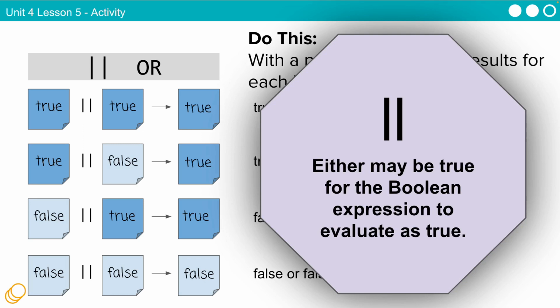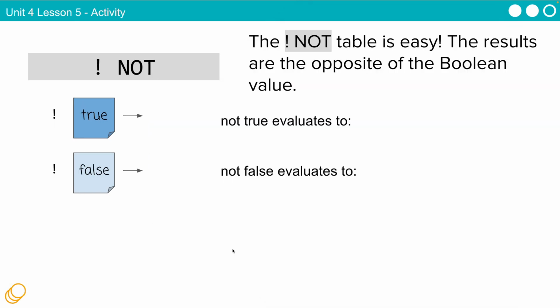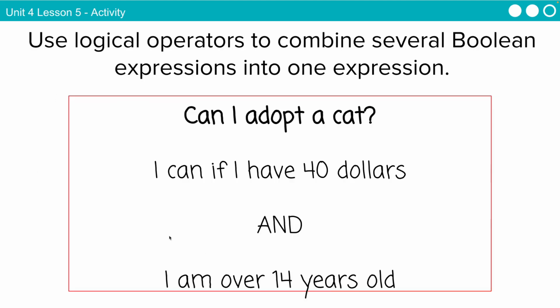And an interesting thing to note is that the computer will look at the first value, and if it's true, it doesn't even bother evaluating the second thing. It just goes right through. If the first value is false, then it will evaluate the second value to see if it's true. And if it's true, it will go through. So the not table, basically, not true evaluates to false. Not false evaluates to true. The bang operator is what that's called.